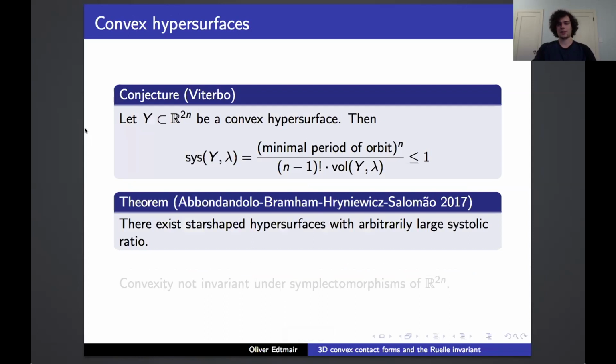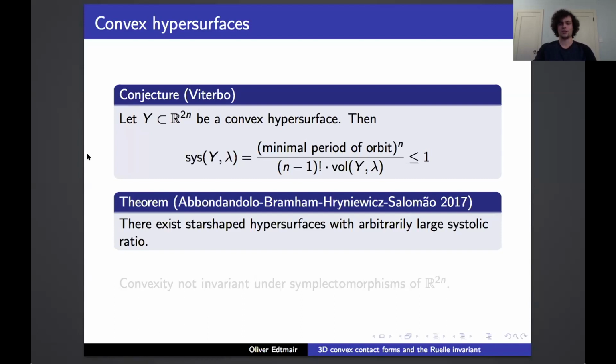An interesting special case of a star-shaped hypersurface is a convex hypersurface. They have many special dynamical properties, both proven and conjectured. Here's an example of a very interesting conjecture about them. That's Viterbo's conjecture. It says that if I have a convex hypersurface, then the systolic ratio is less than or equal to 1. Here the systolic ratio is the minimal period of an orbit, normalized in such a way that it's invariant under scaling and equal to 1 for the round sphere.